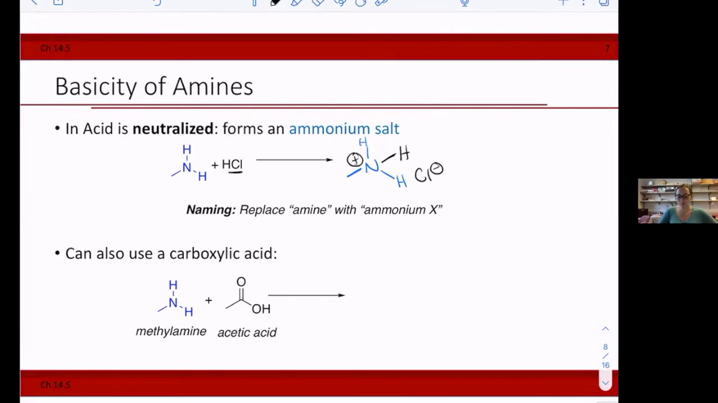So this is now a salt because you have a positive and negative charge. They interact together, kind of like sodium chloride, that inorganic kind of molecule. This is an organic form of a salt. And to name this, instead of having ammonium ion replacing amine, we're going to have ammonium, and then the X here stands for whatever the counter ion is. So in this case, we had methylamine.